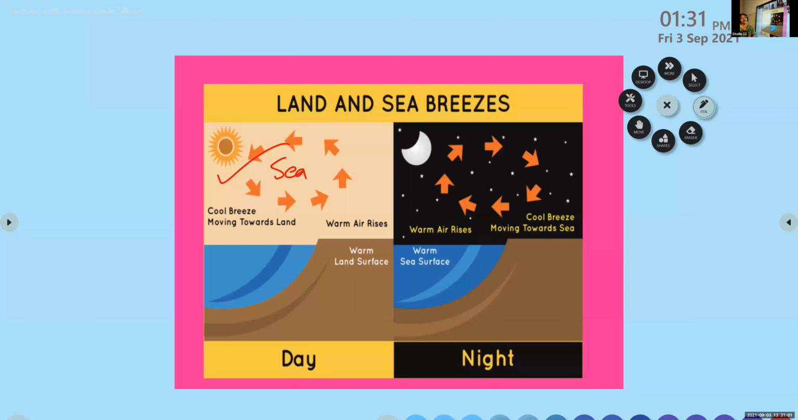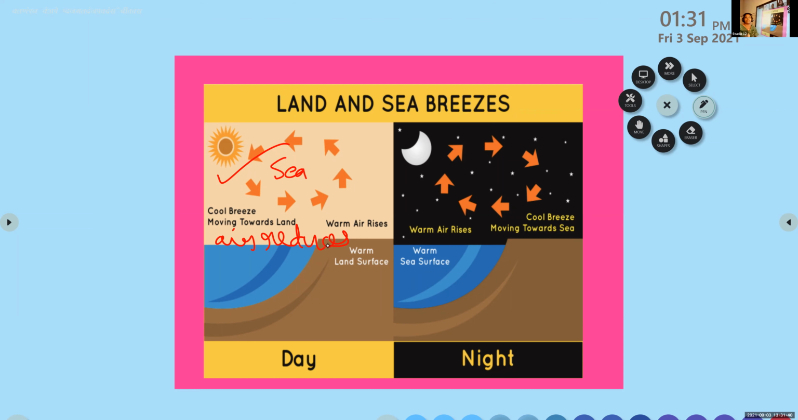So during daytime, what happens? You see, during daytime, we have sunlight. So what happens to the air on the land? Air on the land becomes hotter during daytime because of the sunlight. As a result, the air reduces its density. Just like I explained when boiling the water, the water particles move upward because it reduces its density. The same thing happens to the air on the land.